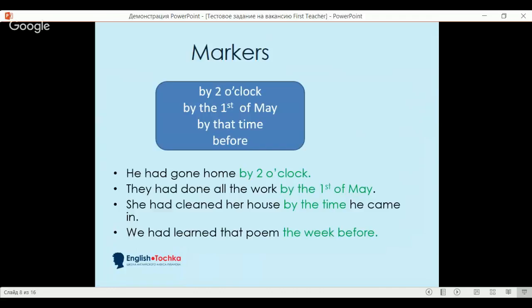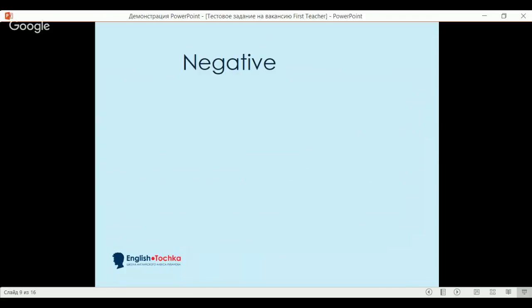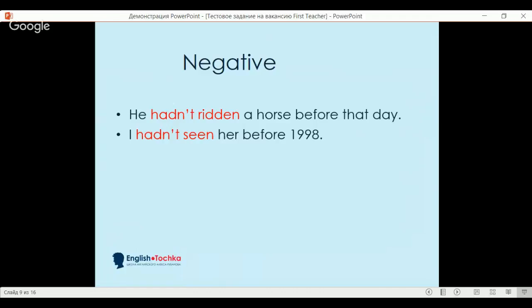So clear. By 2 o'clock, by the 1st of May, by that time. Also, past perfect, as all the tenses, has negative form. Let us see. He hadn't ridden a horse before that day. I hadn't seen her before 1998. They hadn't left the place by 5 o'clock.